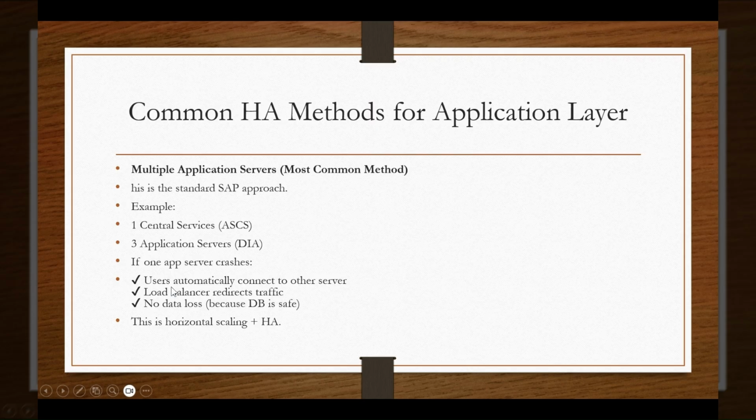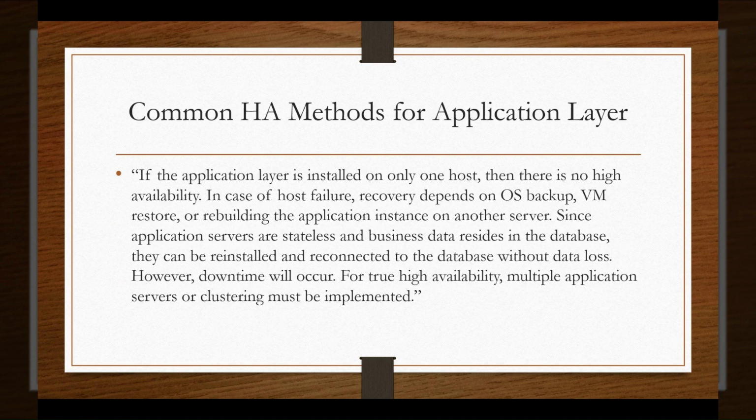Okay, so now when one system goes down, the load of that server will go to other servers. It will be distributed. That is, load balancing will be done with that. Okay, so there is no data loss because the database is anyway safe. We are concerned about the application layer only. So since one of the dialog instances or application instances goes down, the others are available. So our data is safe and the processing is load balanced with other systems, like other instances. It is distributed. Okay. But now, if the application layer is installed on only one host, then there is no high availability.